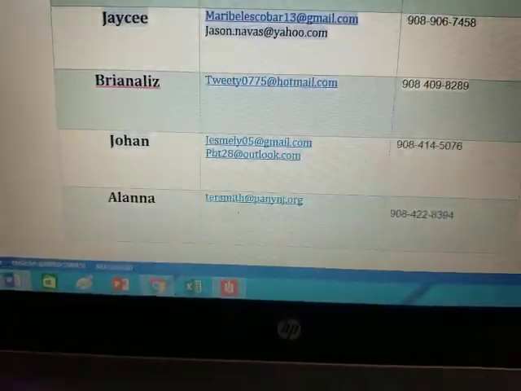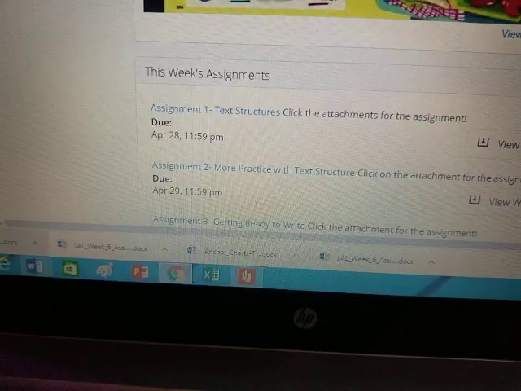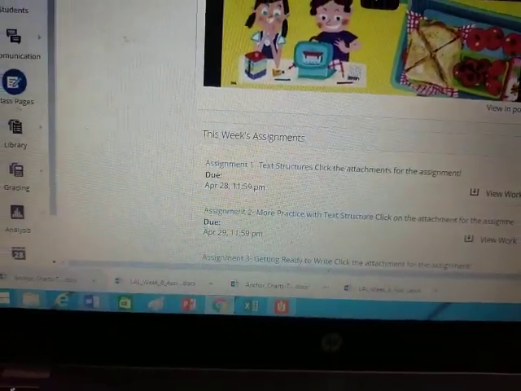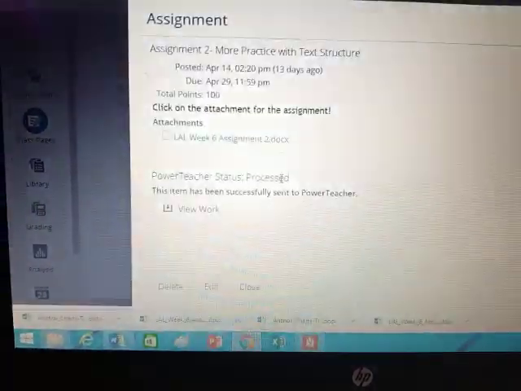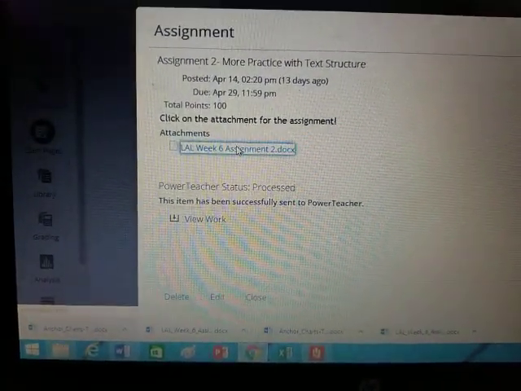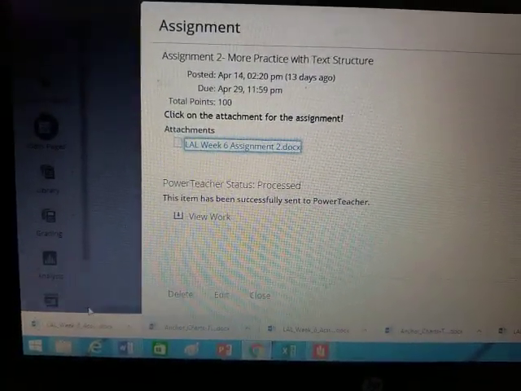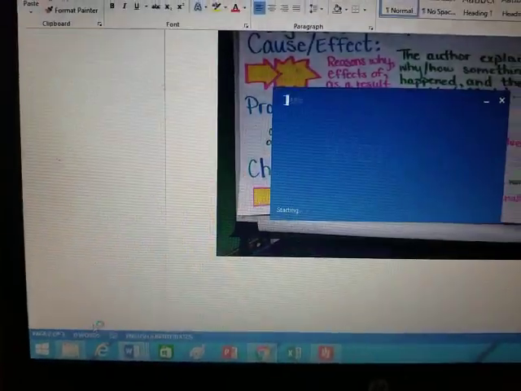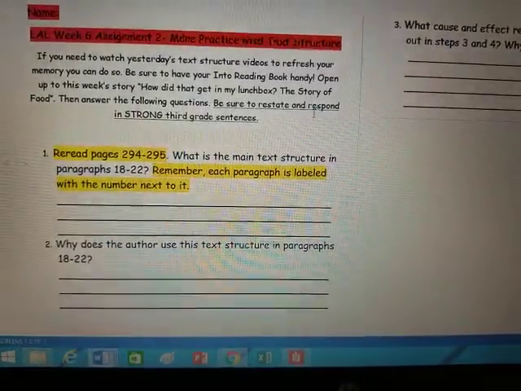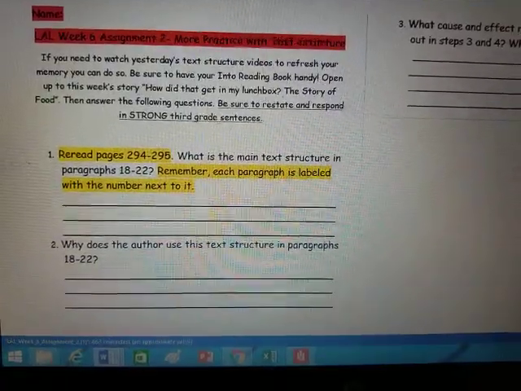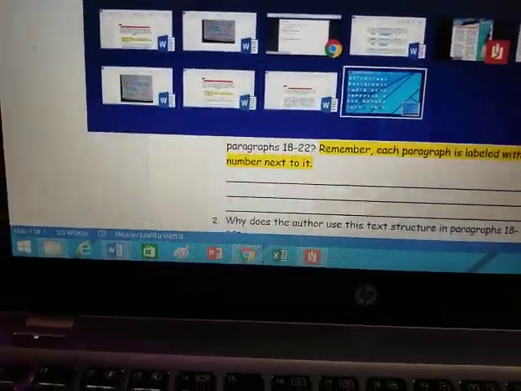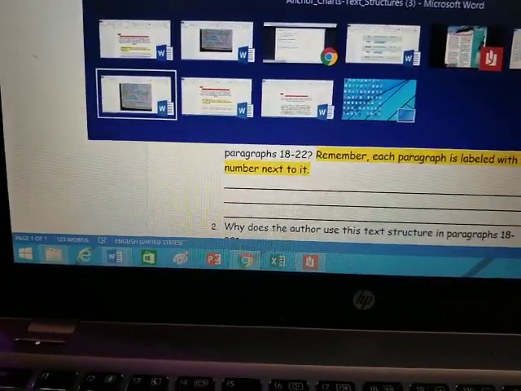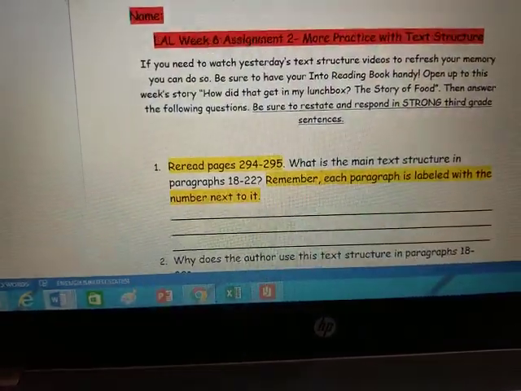So you're going to use this and click on assignment 2. Click on week 6, assignment 2. Have it pop up. Remember to have the anchor chart right next to you, so that way you could flip back and forth between it.